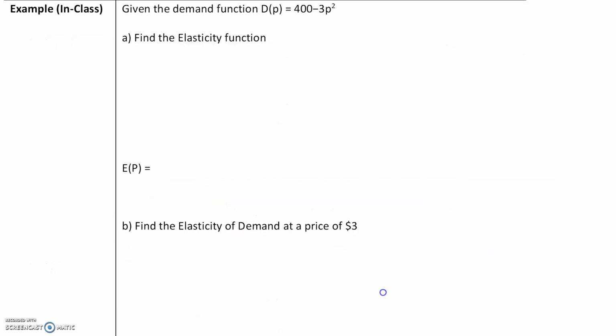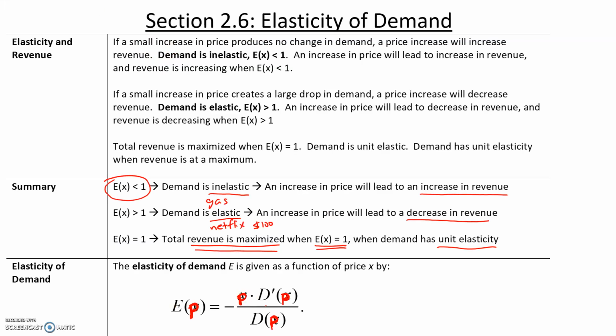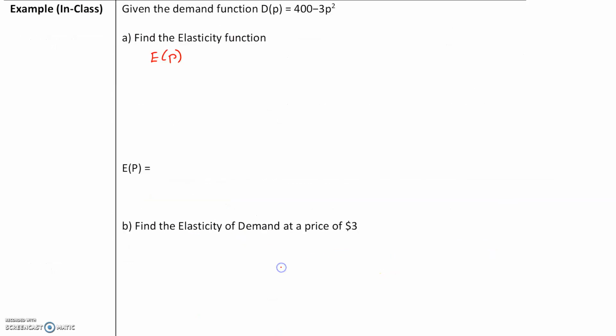All right, let's look at an example. We have a demand function d of p is equal to 400 minus 3p to the second power. Find the elasticity function. So because, again, this demand is in terms of price, we want to find E of p. Now let's look at the formula. E of p is negative p times d prime of p divided by d of p.